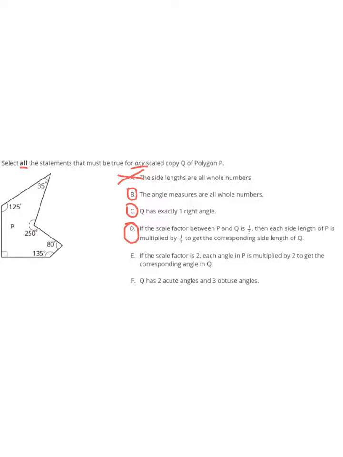For E, if the scale factor is 2, each angle is multiplied. You never multiply angles. Corresponding angles are congruent. They don't change in size, so E is not an option.